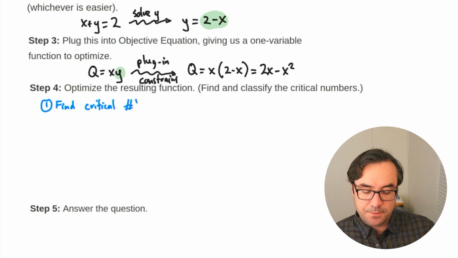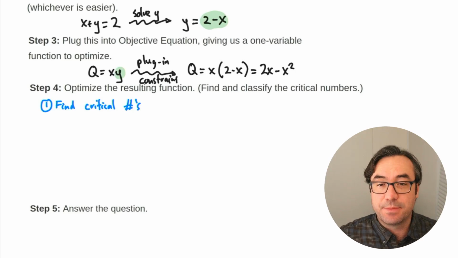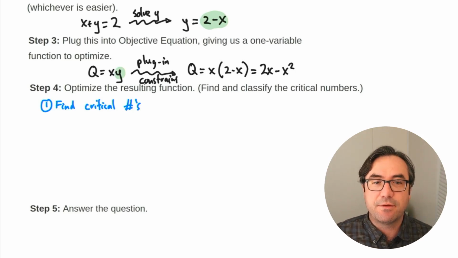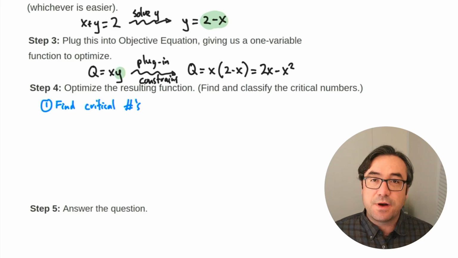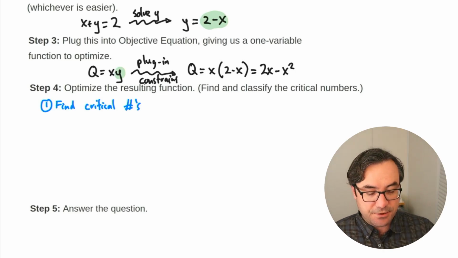So if we remember, the critical numbers, that's where our function might have a max or a min. Those are the only places where our function might have a max or a min. And the way we find our critical numbers is we do the derivative, and then we figure out where the derivative is 0 or undefined. So let's calculate our derivative.